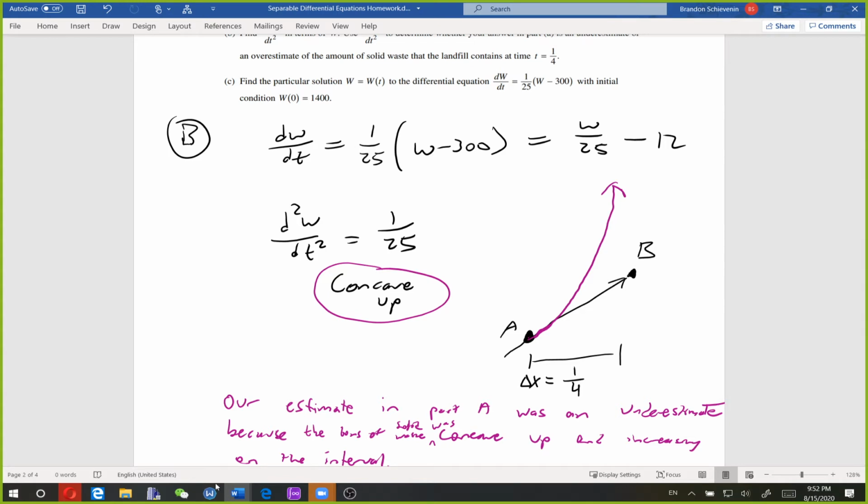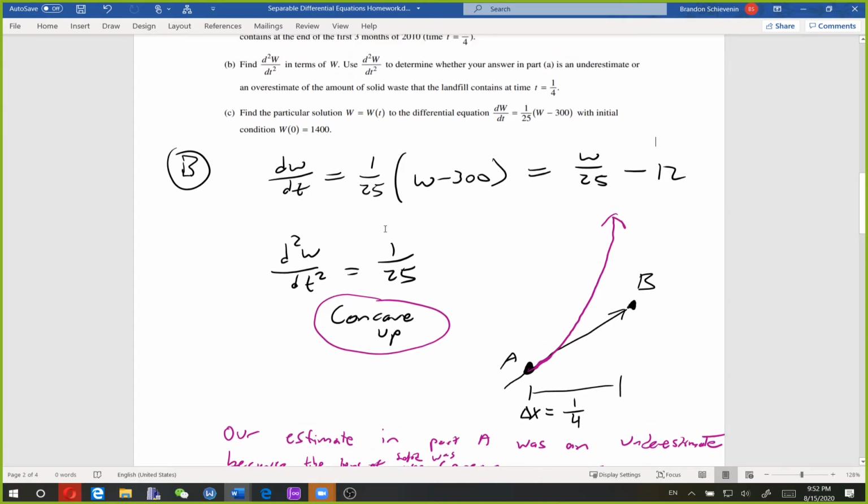So I am underestimating with our estimate, because my slope was the same at part A, but my slope is also increasing from A to B. When we used our tangent line, we assumed that the slope would be the same for our estimate, when it's not. Does that make sense? I apologize, I would have gotten that one wrong, I think. Okay, and then part C, what I'm actually looking for today: we need to find our particular solution to this differential equation with our initial condition.